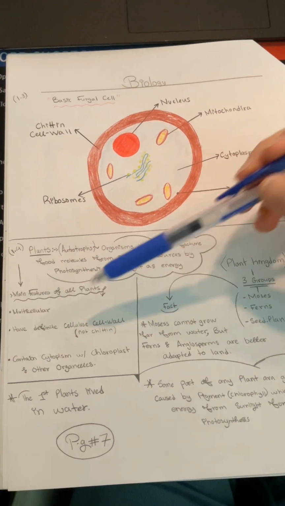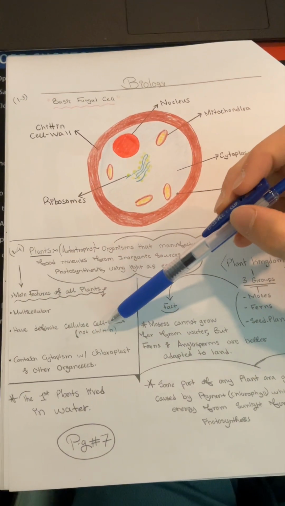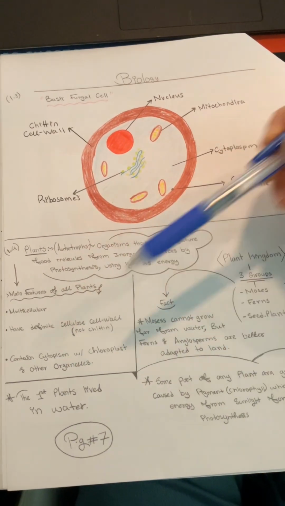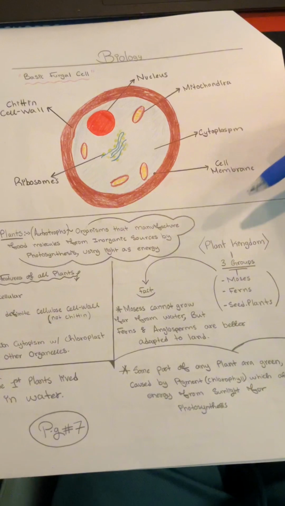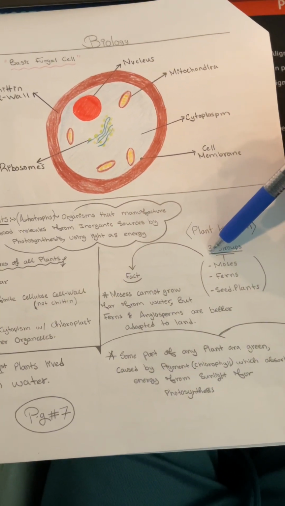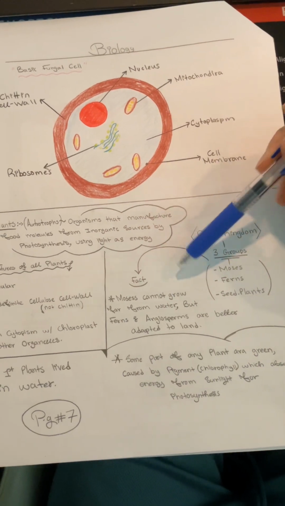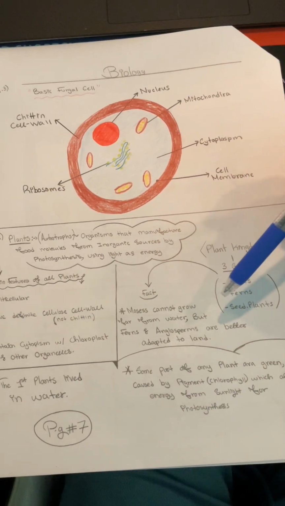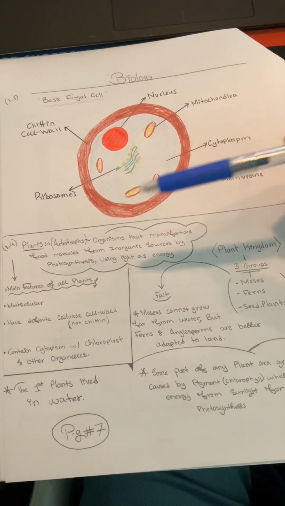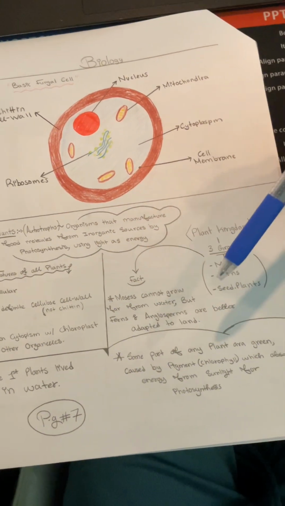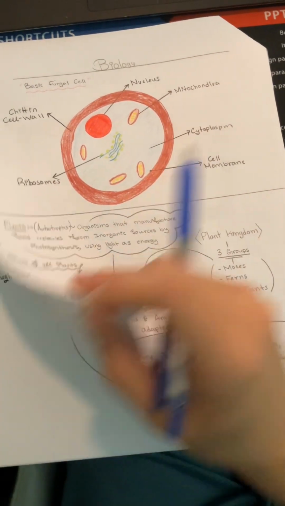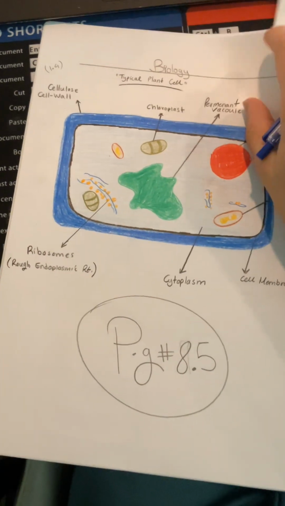The main features of all plants: they are all multicellular. They have a definite cellulose cell wall and not a chitin cell wall. They contain cytoplasm with chloroplasts and other organelles. The plant kingdom is divided into three main groups: mosses, ferns, and seed plants. Mosses cannot grow far from water, but ferns and angiosperms are better adapted to land. The first plants ever made were actually living in water, as some part of any plant is always green because it contains the pigment chlorophyll to capture sunlight for energy.